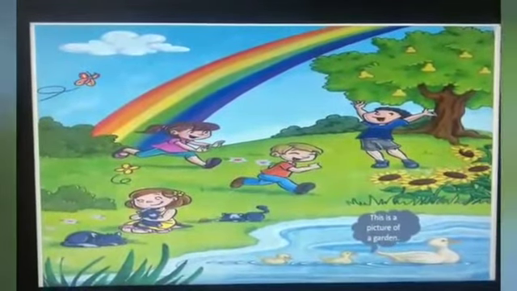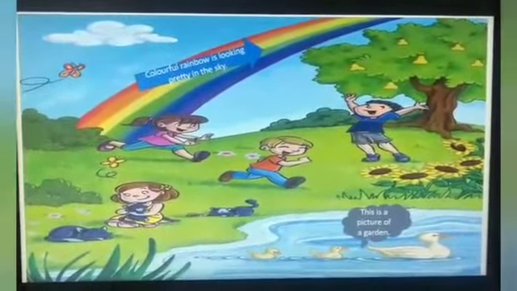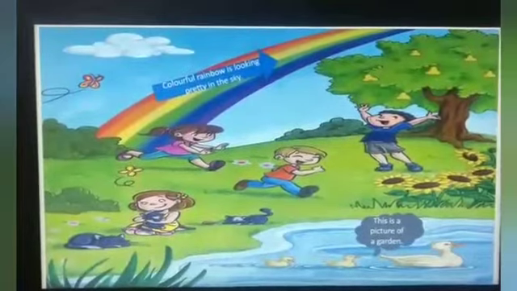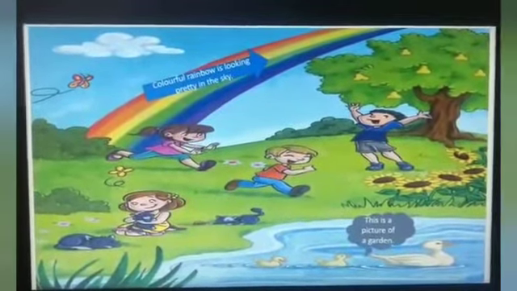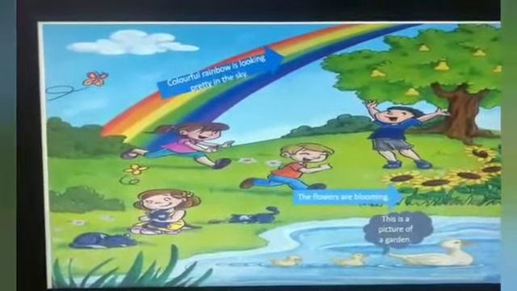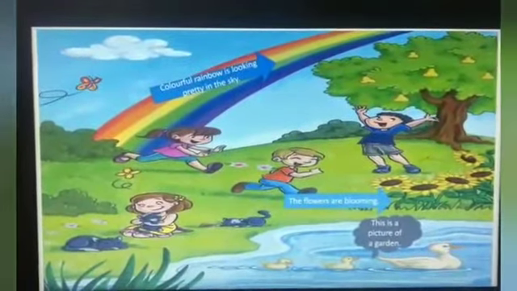I can see a colorful rainbow in the sky. So my next line will be, a colorful rainbow is looking pretty in the sky. I can see some flowers. So my next line will be, the flowers are blooming in the garden.